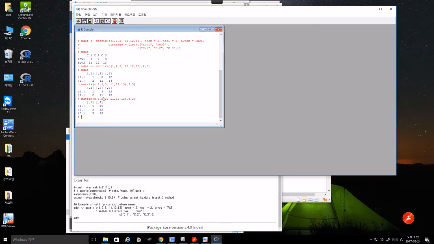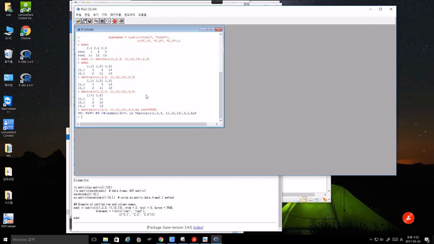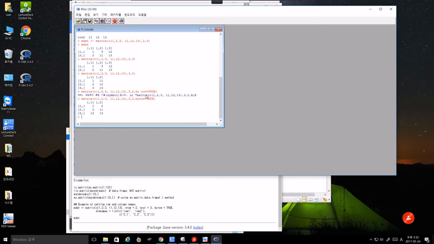In this case, it is defaulted by column. So in this case, it is 1, 2, 3, 11, 12, 13. So if I change this one to by row equals true, then remember, now it is row first: 1, 2, 3, 11, 12, 13. Now the order is different. So if we don't have this part, by row equal true, the default is column. It fills column first. And if we write this one, it fills row first.